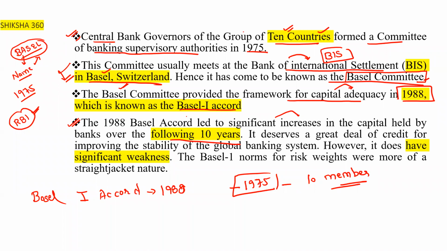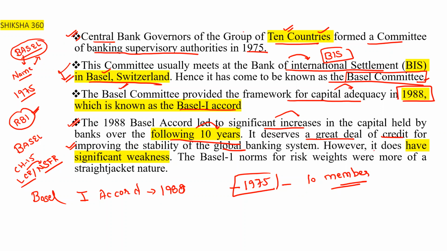The 1988 Basel Accord deserves a great deal of credit for improving the stability of global banking. As we already discussed in chapter number 15 regarding the LCR and NSFR, all these we have to maintain as per the Basel guidelines, for the strength of banking, so that the bank will not fail.